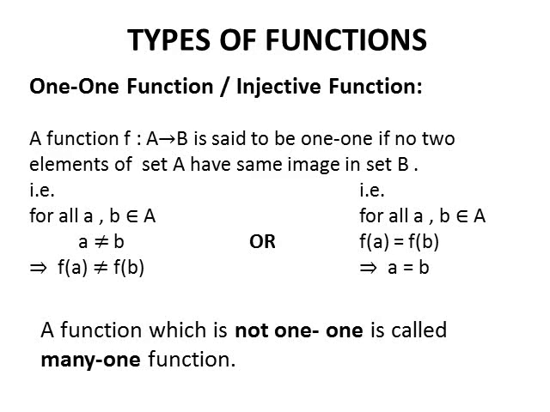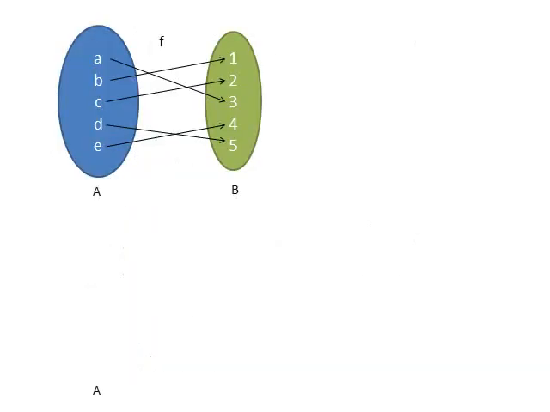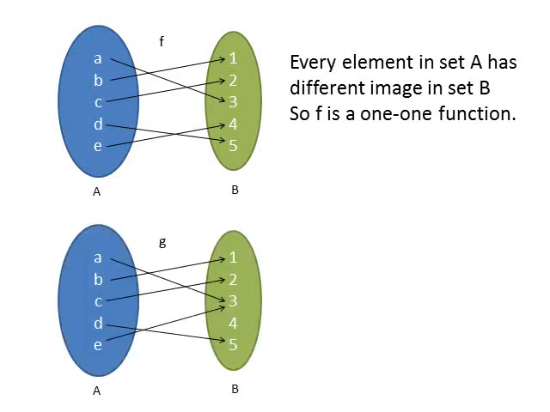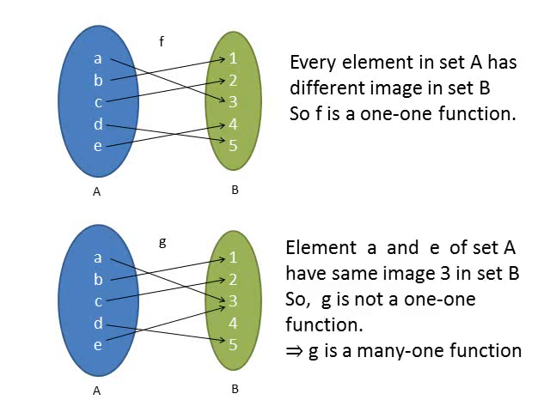Let's discuss it with the help of arrow diagram. Let f be a function defined from set A to set B. As you can see, for every element of set A, there exists a distinct image in set B. So f is a one-one function. Take another arrow diagram. Let g be a function defined from set A to set B. Here we can see element a and e of set A have same image 3 in set B. So g is not a one-one function, or we can say g is a many-one function.